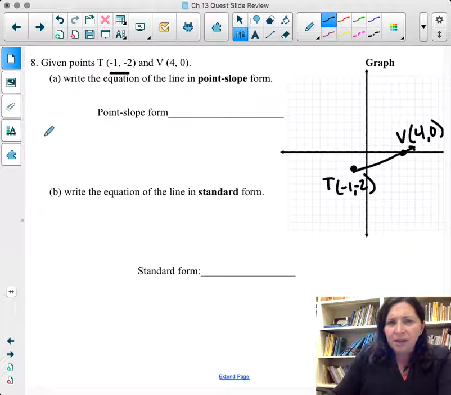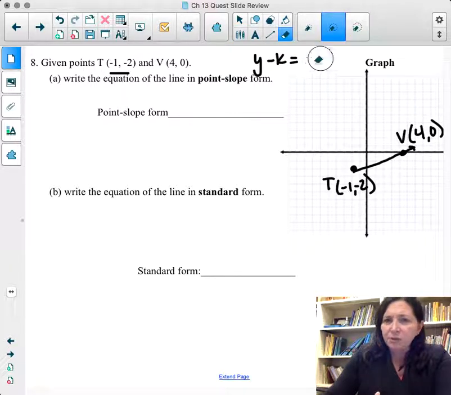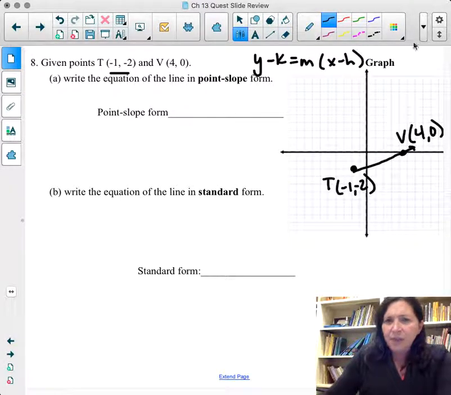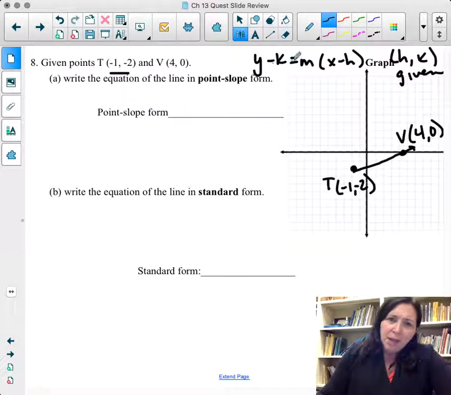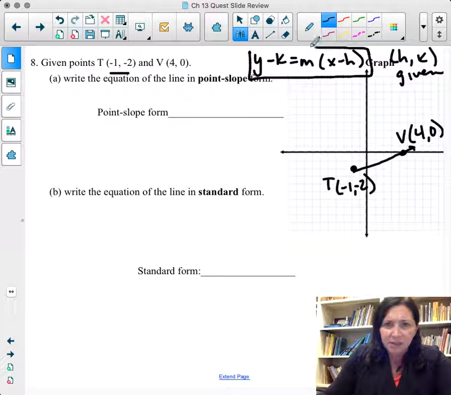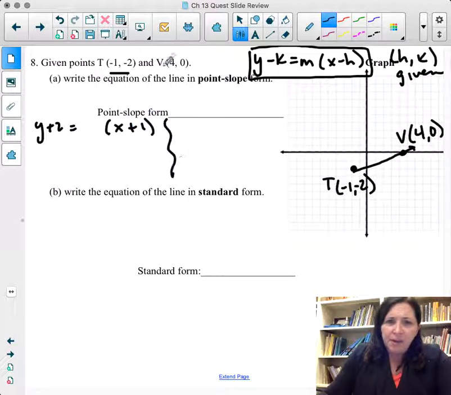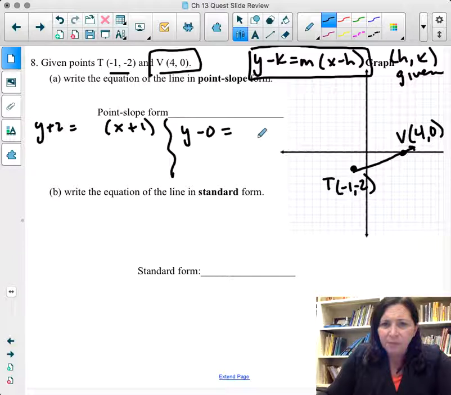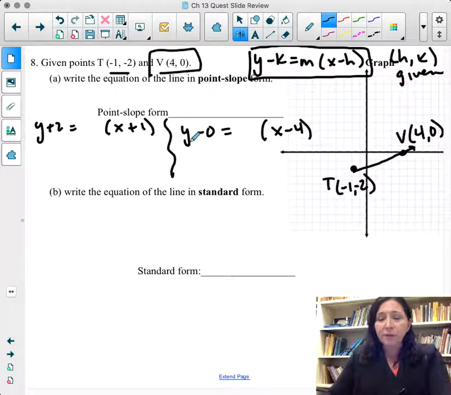Remember what point slope form looks like: y minus k equals m, a lot of people use m for slope, times the quantity x minus h, where (h, k) is the point given. And again, just like in a circle, except those were squared, you still take the opposite of both of these. If I choose the first point, I get y plus 2 is equal to my slope, which I don't know yet, so I'll leave a space, times the quantity x plus 1. If I use the other point, I would say y minus 0 equals my slope, still unknown, times the quantity x minus 4. So far I have two prospective point slope forms. Both of these are correct.